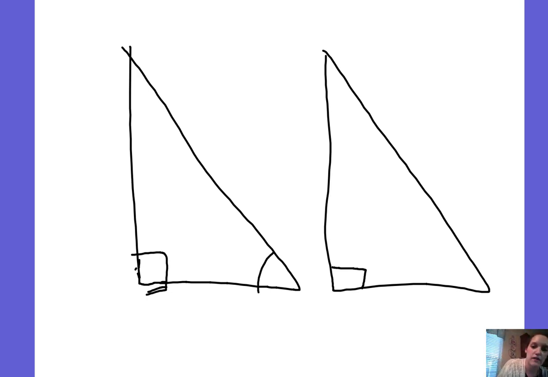Another example is something like this. These are right triangles. They're not congruent by hypotenuse leg. They're congruent by angle, side, angle. So you can use the other shortcuts on right triangles. You just can't use ASS unless it's a right triangle.